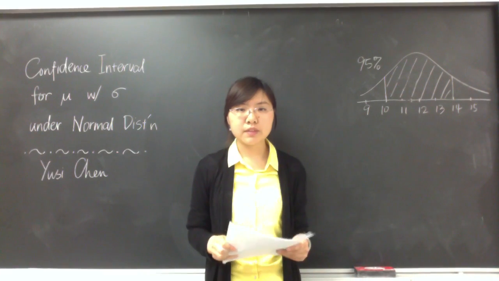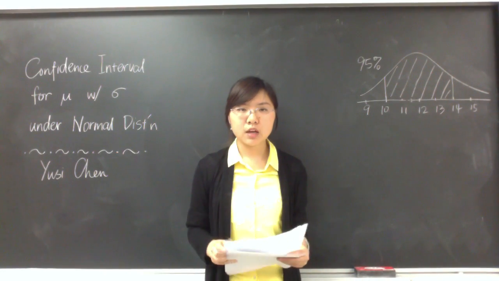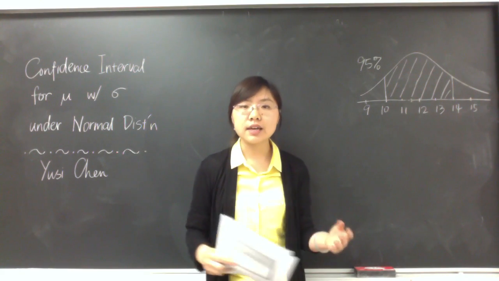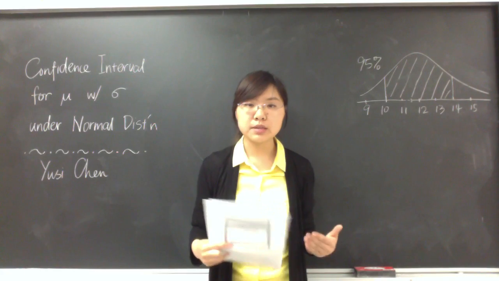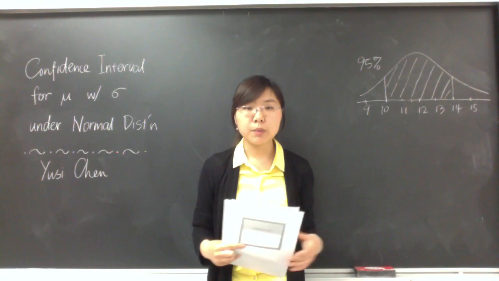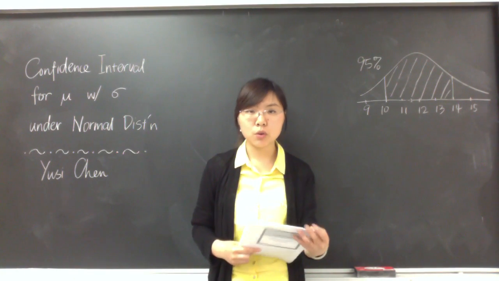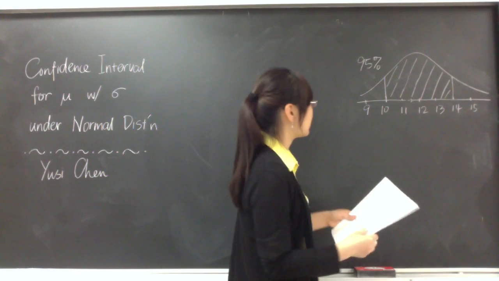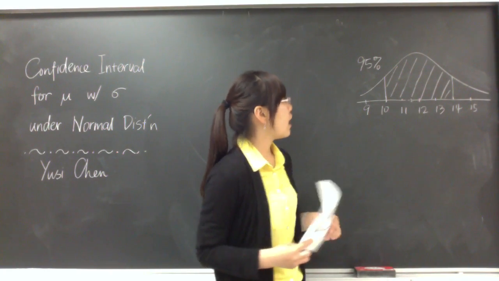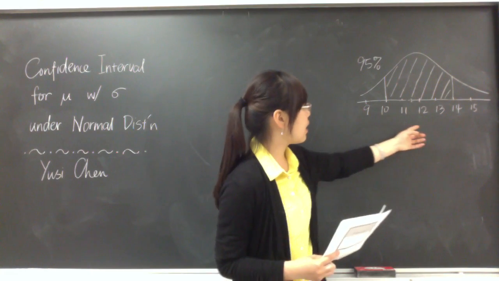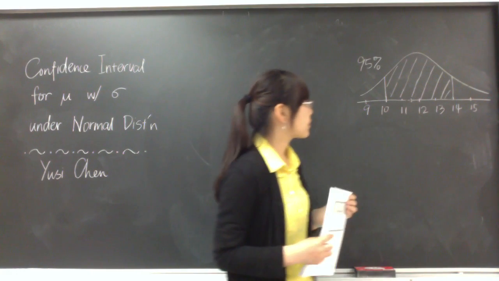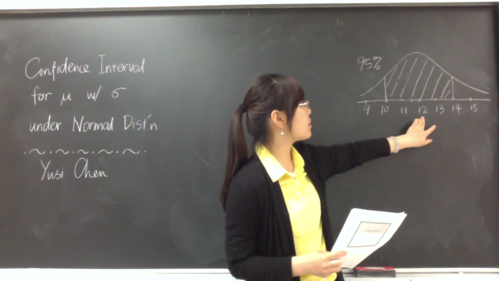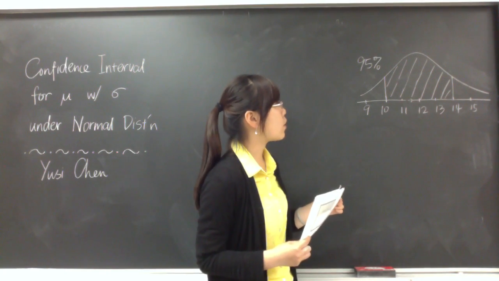Since we are assuming that the population is normally distributed, we can say that the sample that we randomly selected from this population is also under normal distribution. So in this normal distribution, as you can see on the horizontal line, it is the sample statistic. And the number in the middle is the sample mean. In this case, it's 12.